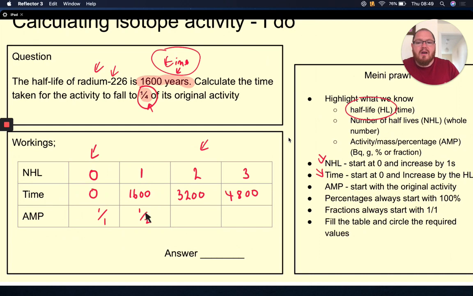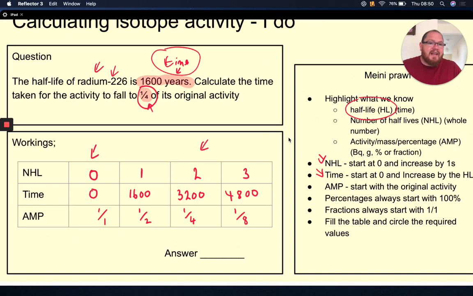Well, what's half of a half? Hopefully you know this from maths. It's a quarter. So, just like I said with Mr. Timothy, I started at 100 kilograms. After 1 half-life, I go to 50 kilograms. After 2 half-lives now, I'm going to half again, going to 25 kilograms. The same applies here. So after 1 half-life, I've got half. After 2 half-lives, I've got a quarter. So after 3 half-lives, what's half of a quarter? It's 1/8.